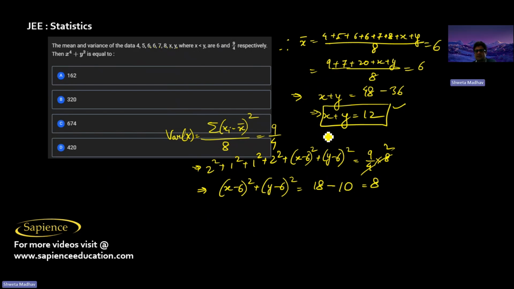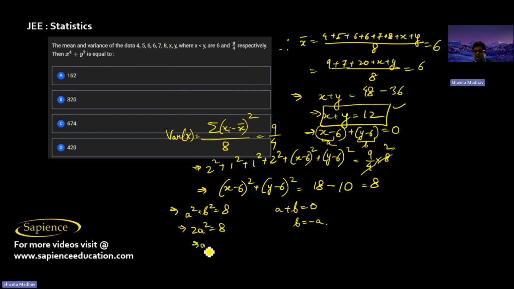So now from here I can see that x minus 6 plus y minus 6 is equal to 0. Let x minus 6 be a, and y minus 6 be b. Therefore a square plus b square is equal to 8, and a plus b equal to 0, so b equal to minus a. So therefore 2a square is equal to 8, a square is equal to 4, so a will be equal to plus or minus 2.